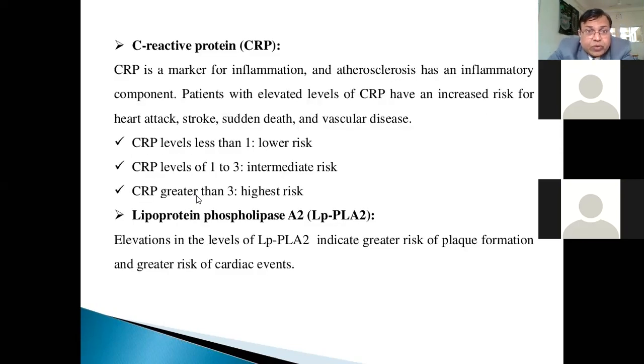Now, C-reactive protein, CRP. CRP is a marker for inflammation, and atherosclerosis has an inflammatory component. A patient with an elevated level of CRP has an increased risk of heart attack, stroke, sudden death, and vascular disease. A CRP level less than 1 is lower risk. If CRP level is 1 to 3, that is intermediate risk. And if CRP level is more than 3, that is highest risk.